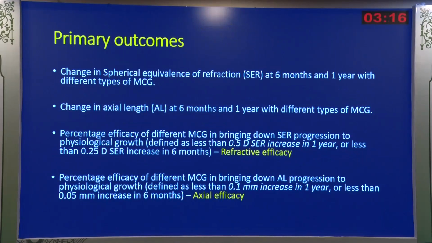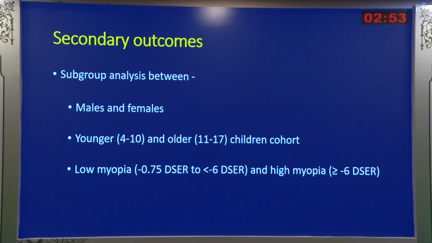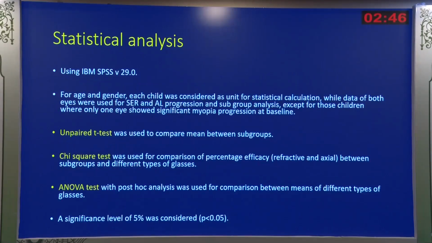So what we basically compared was, out of these 5, which had the least change in power and axial length over our study period of 1 year, and the definition of myopia progression, which is given by the myopia guidelines of 2023, that 0.5 diopters increase in 1 year or 0.1 millimeters increase in 1 year is called progression. So we wanted to see how many percentage of children could achieve that. And then we also compared between gender, age group and the baseline amount of myopia. Statistical analysis was done by a statistician using the tests which have been mentioned.